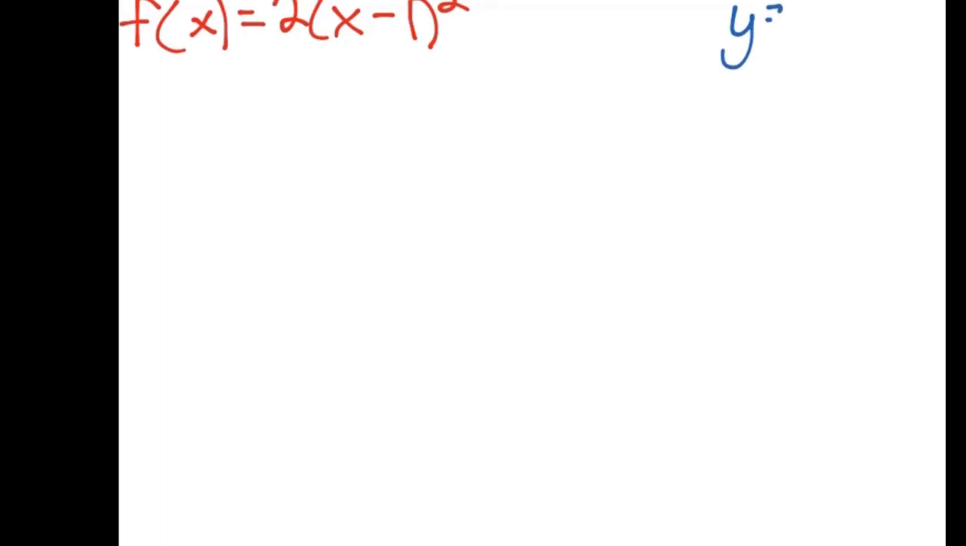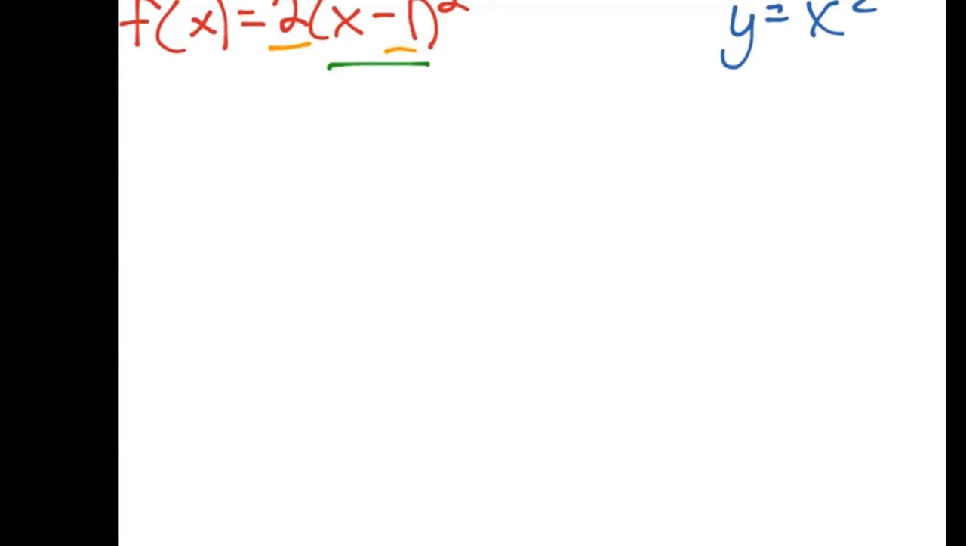Please recall that the parent function is y equals x squared. So what changed? What does the parent function not have that the new function does? Well, it has a 2 and a minus 1. So what exactly do those mean? How do those affect the parent function?